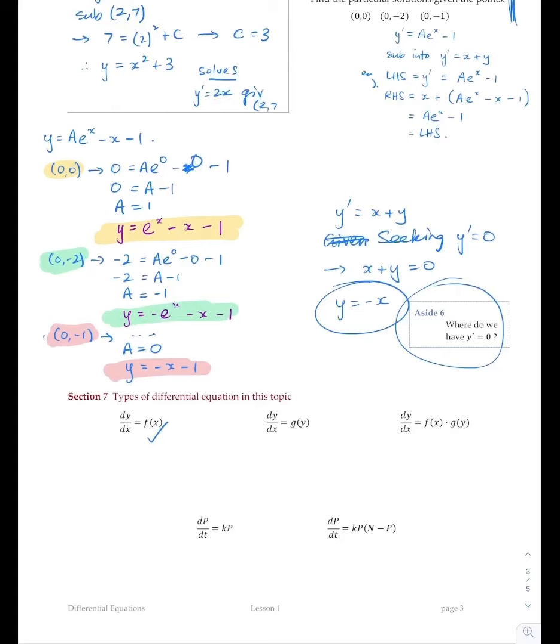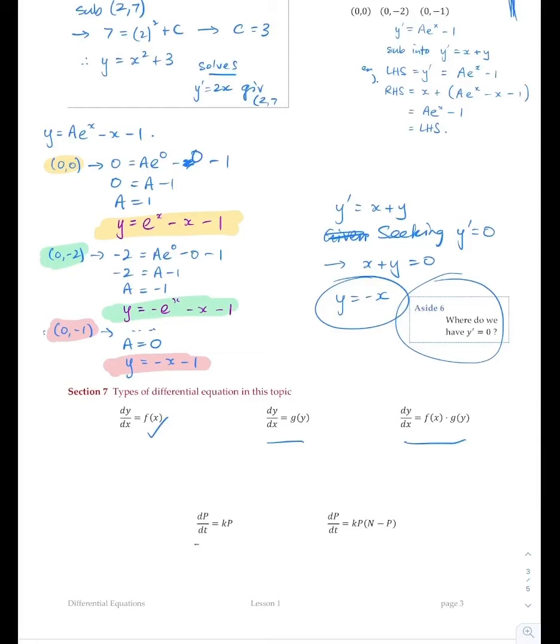The next ones, dy dx is a function of y. You can't just find the primitive there. That's the topic of lesson 2. Third ones, dy dx is a function of x times a function of y. That is the topic of lesson 3. Now, that is a drop in the ocean of different types of differential equations, but those are the 3 types that we specifically learn how to solve.